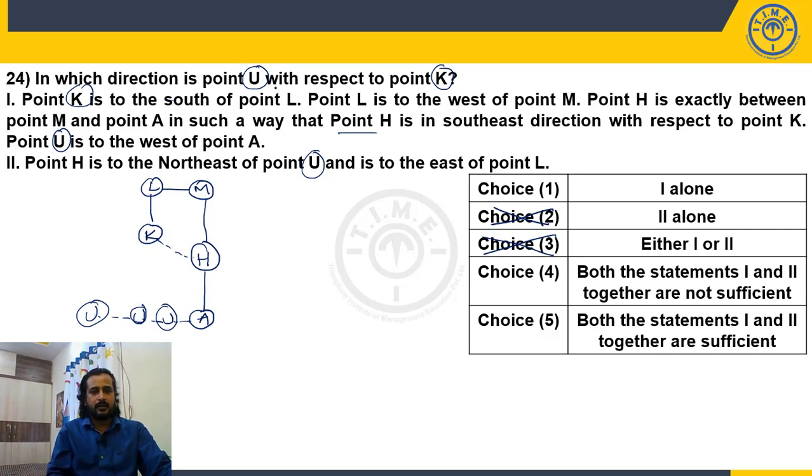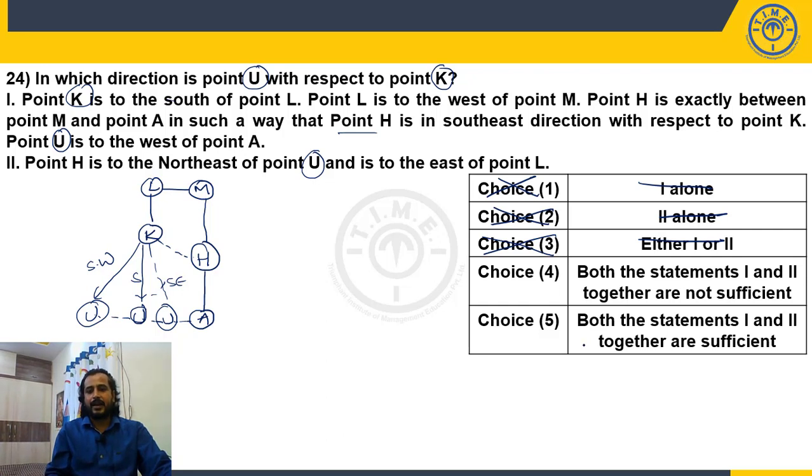Now what is the given question? In which direction is U with respect to K? In this case it is southeast. In this case it is exactly south. In this case it is exactly southwest. So can you say the answer? No. So 1 alone is not sufficient.